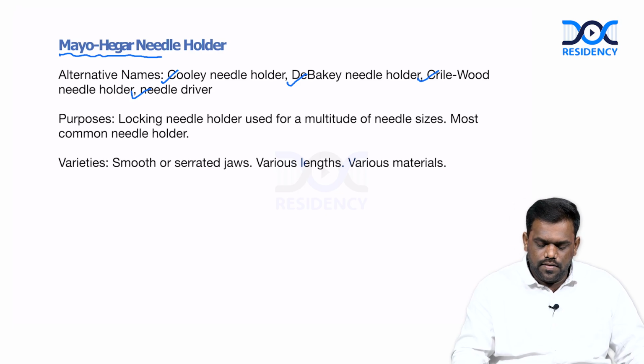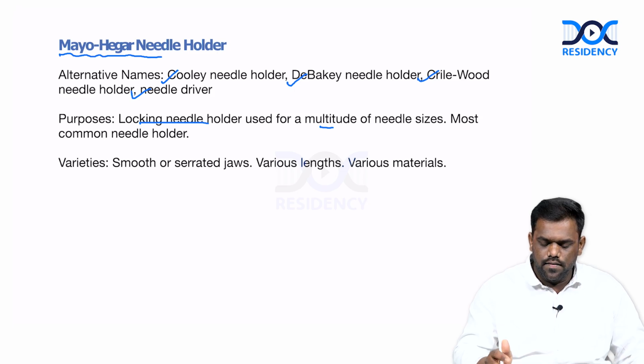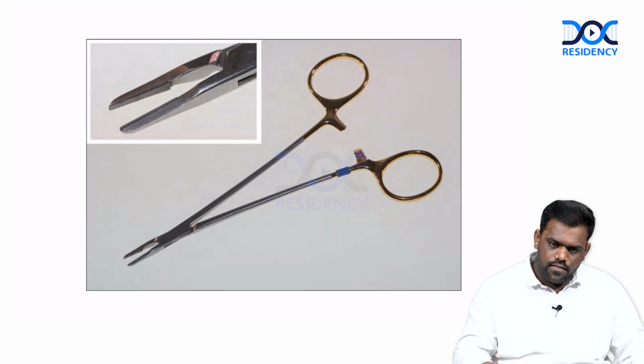The purpose of this needle holder is that it is a locking needle holder used for a multitude of needle sizes, and it is the most commonly used needle holder. Based upon the serrations, it can be differentiated as smooth or serrated jaws. It is available in various lengths and materials. The alternative names of the Mayo-Hegar needle holder are Cooley, DeBakey, and Crile-Wood needle holder. So identify this needle holder.